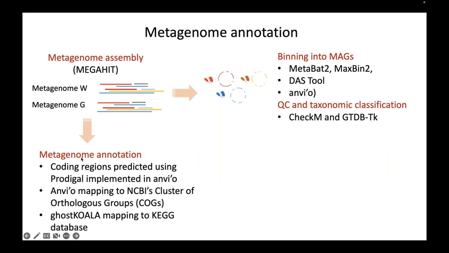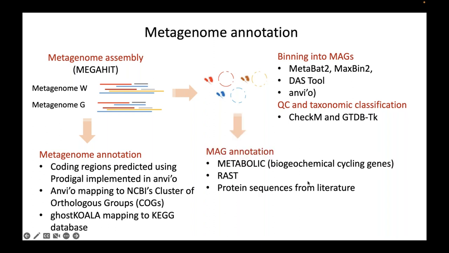So the coding regions of the metagenomes were predicted using a protocol implemented in Anvi'o. I also used Anvi'o to map the sequences in the metagenomes to NCBI's database of Clusters of Orthologous Groups, or COGs. I also submitted these predicted protein sequences to the GhostKOALA server, which maps these sequences to the KEGG database to get KO, or KEGG orthology, terms that are related to different microbial pathways.